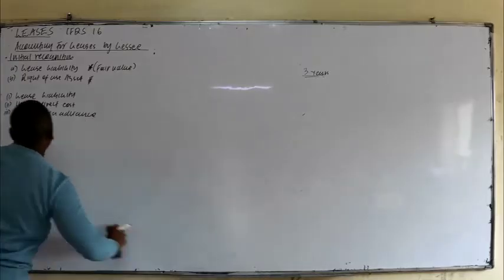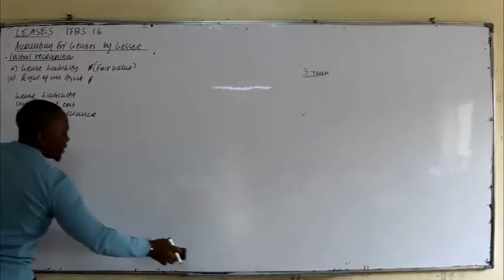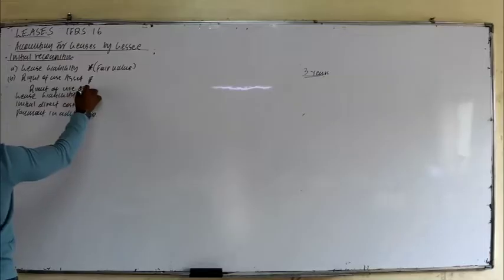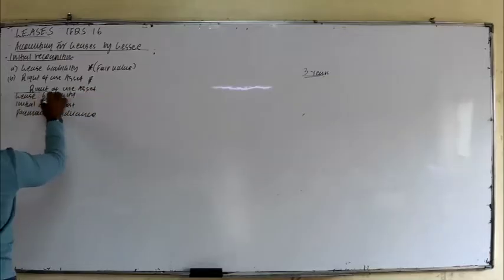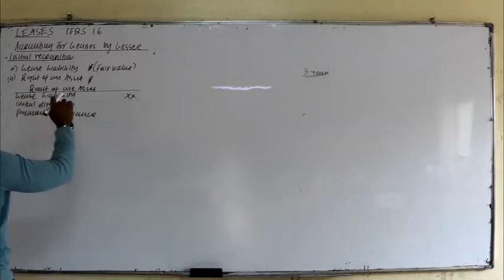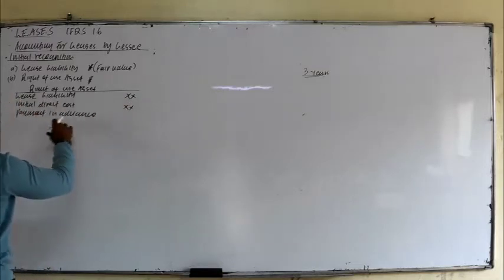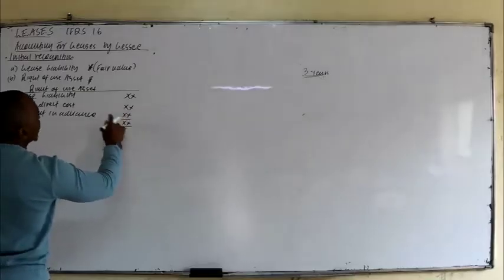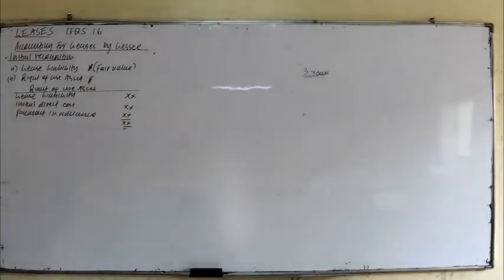Now, this is what I mean. To get the right of use asset, you take the lease obligation, then you add initial direct cost incurred, and then you add any payment made in advance. Good. Now, can you show that?